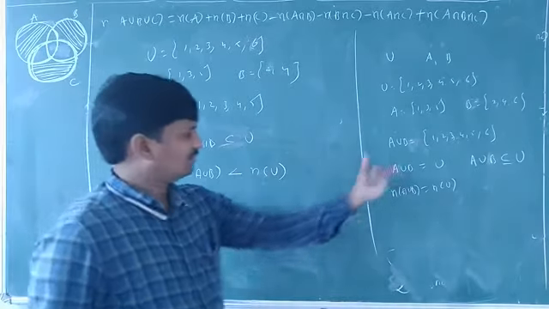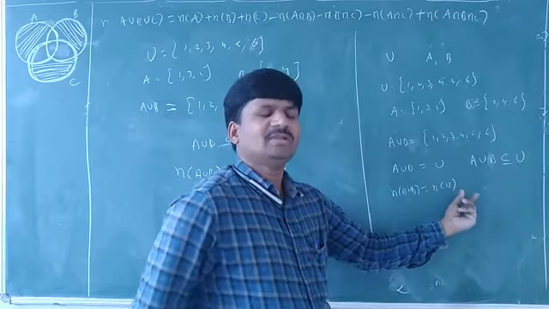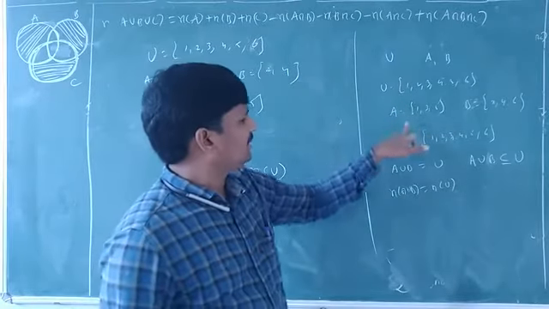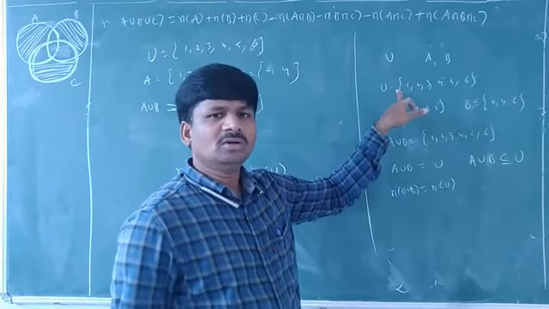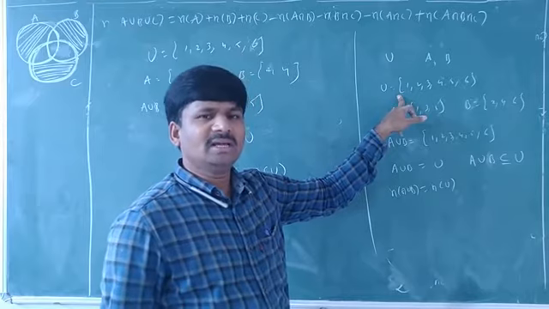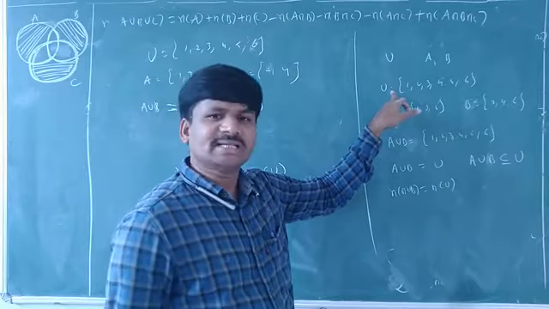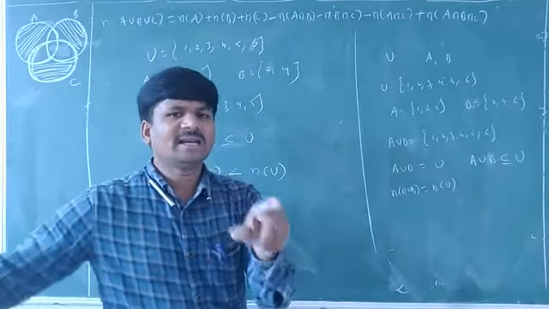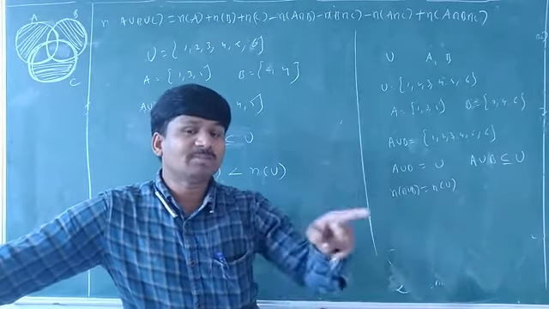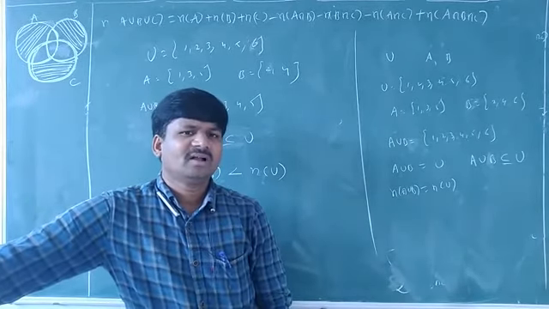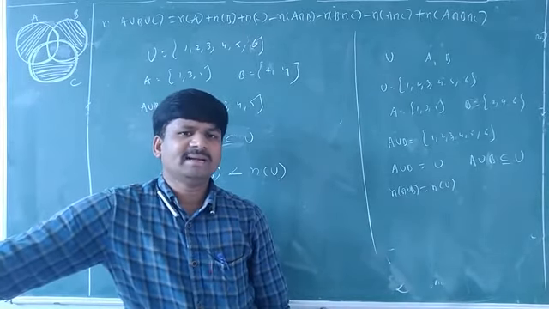From this example, what do we get here? Number of A union B is equal to number of U, we got. That means what is the meaning of this? In A union B, you will get the maximum elements, equal to the elements in U. So how many maximum elements will you get? That is equal to set U only. That means A and B are any subsets of U. How many maximum elements will you get in A union B? That is equal to the number of elements in U.